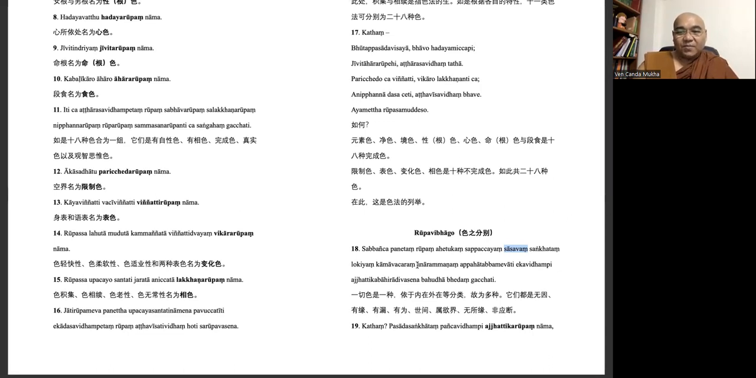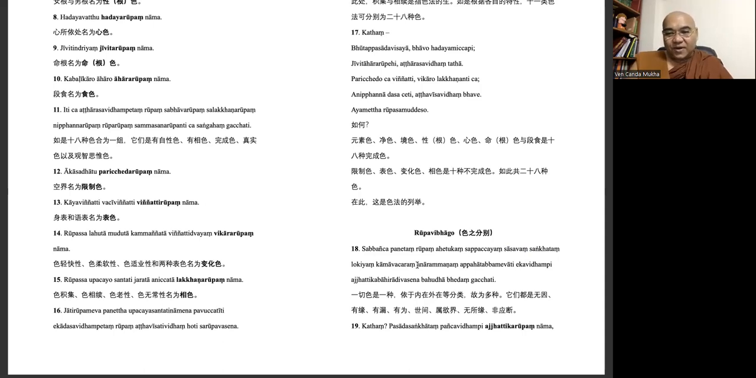And then anarammana: they are not able to take an object, because they themselves are objects. Rupa cannot take an object. For example, the earth element cannot take another as object. That's why all of the rupas are called anarammana. There is no rupa which can take an object.